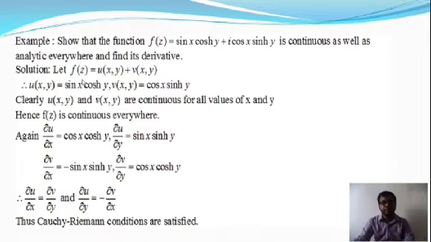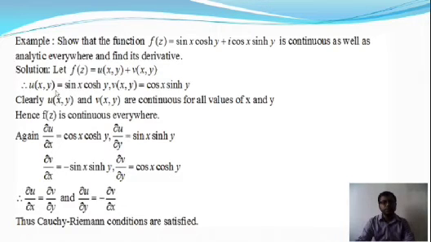Okay, so here u of x, y is equal to sin x, and there are properties of a continuous function. If u and v are continuous functions, then their product is also continuous, their summation is also continuous, and the division u by v, where v is not equal to 0, is also a continuous function.